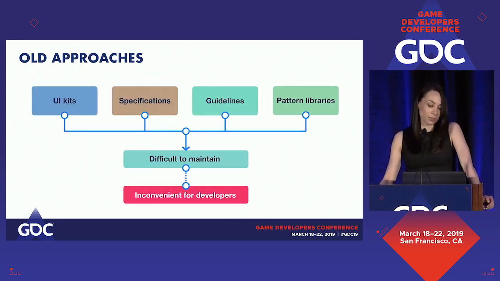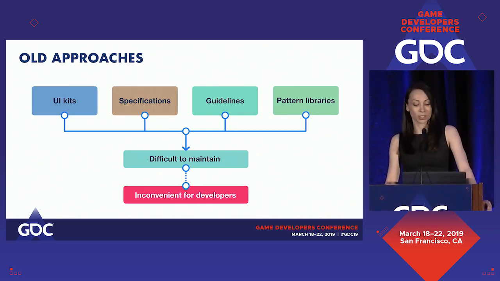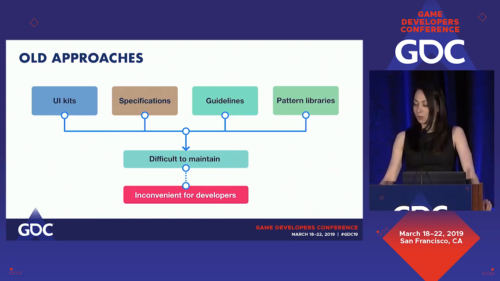Back then, we tried different approaches, like making UI kits, writing specifications, and making guidelines. And the problem was that all those solutions were static deliverables that nobody wanted to use. It was also inconvenient to use and keep them up to date with limited resources. And it also required a lot of communication between designers and engineers.